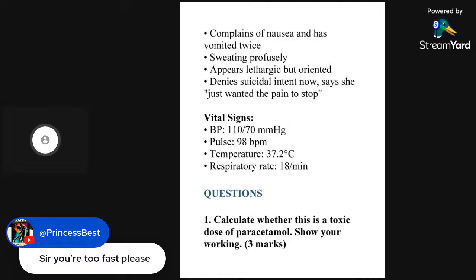So she complains of nausea and has vomited twice. Sweating profusely, appears lethargic, that is, she's weak, but oriented, meaning she knows who's talking to her. Oh, this is the doctor. Let me see one finger, two fingers, three fingers. How many fingers are these? She knows how to do all of that. Appears lethargic but oriented. Denies suicidal intent. Now says she just wanted to stop the pain. You know, when people want to die, all they think is death. But when death starts coming, all they think is life. That's how life is.